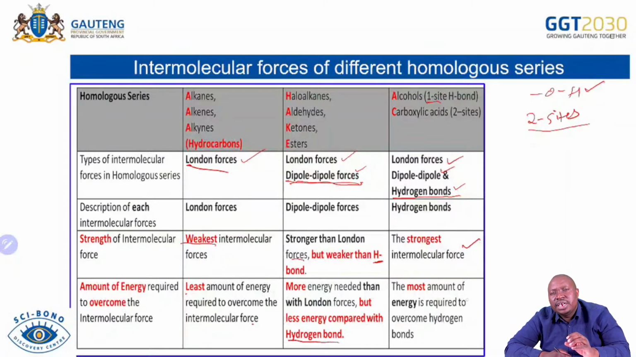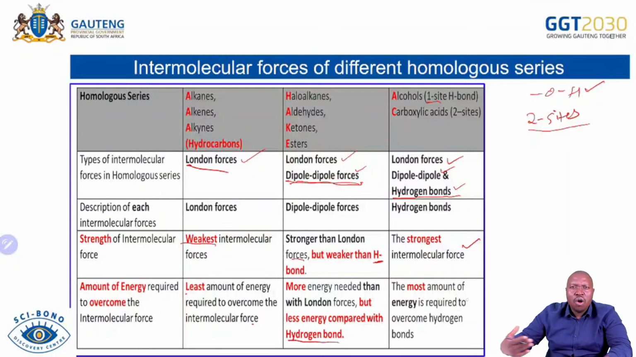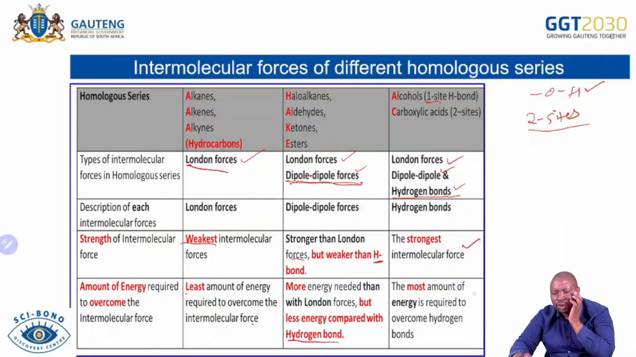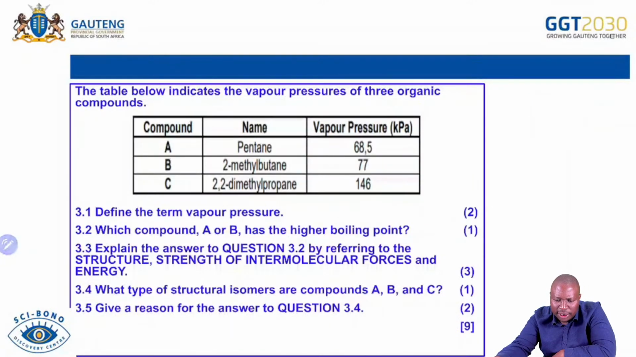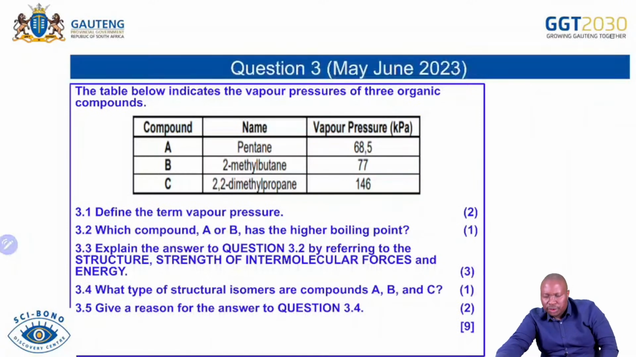And even when it comes to alcohols, you will need more energy, but when it comes to carboxylic acids, you need even much more energy compared to alcohols, because carboxylic acids have two sides of hydrogen bonds. So have that distinction so that you don't have a problem of not knowing what's happening. Now let's look at the question so that we move towards the end of our lesson.